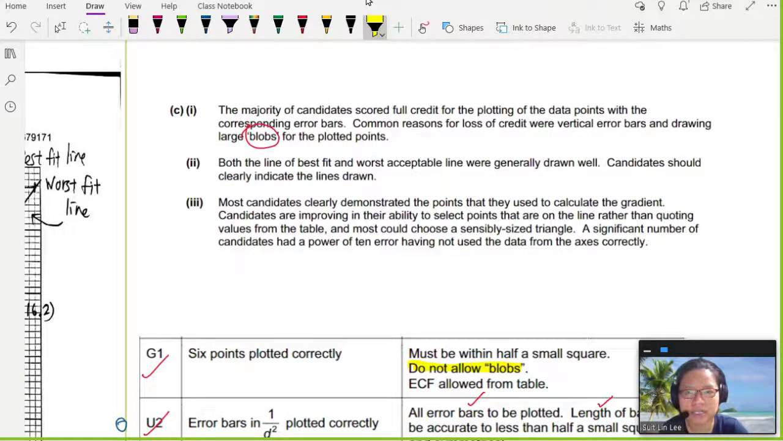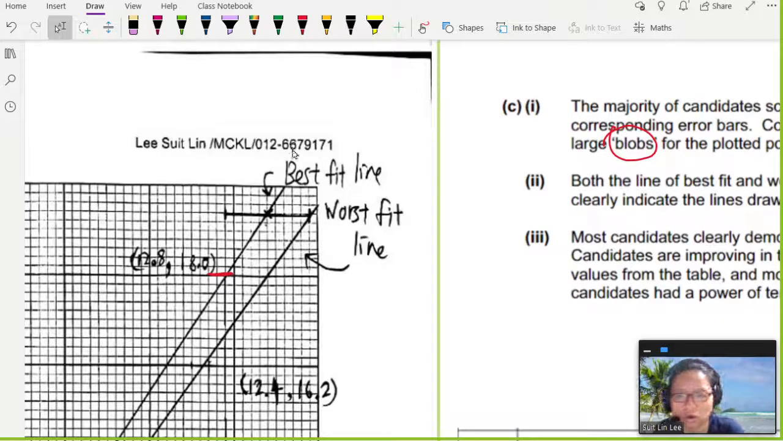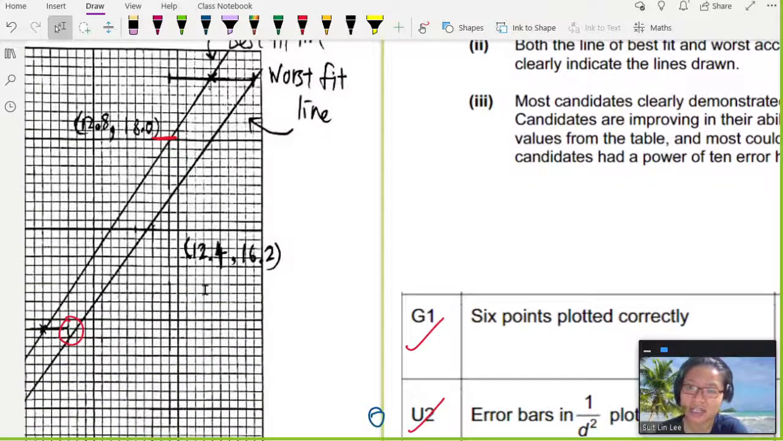Candidates are improving on their ability to select points that are on the line rather than quoting values from the table. So I know people like to do this. They are lazy, then they say, Miss, you see this point passes through this line, can I just take the table values? I highly discourage that. How sure are you that your best fit line is correct? Later there is a range, and you will miss the range. Then you will be very sad. So please use a nice point from the graph. Like this candidate, he or she used this coordinate and this coordinate, which are not plotted points.